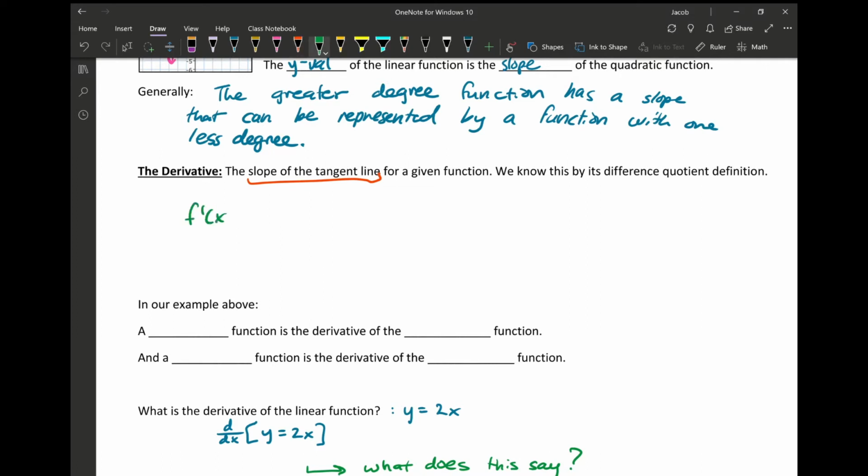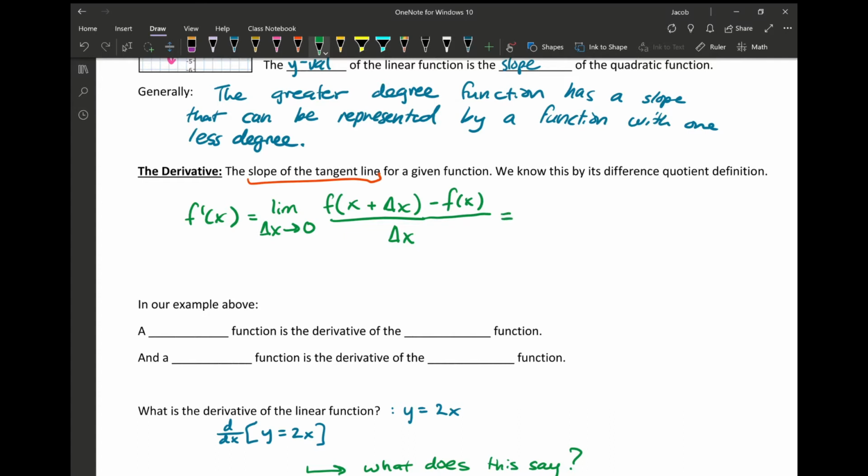So f prime of x is going to represent our derivative. And we used to use h, I'm going to use delta x. That still means the same thing, because h still represented the change in the x values between 2 points. So as that number gets closer to 0, we look at the slope of the function as delta x gets smaller. And we say that that difference quotient and the limit of that is the derivative.